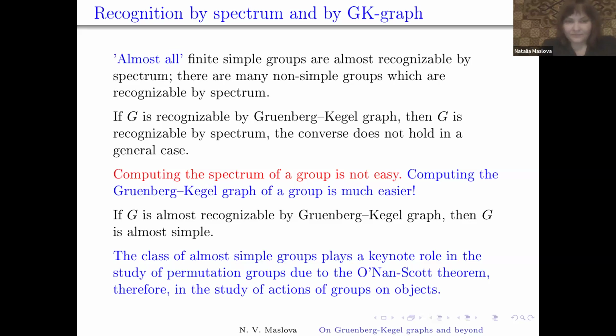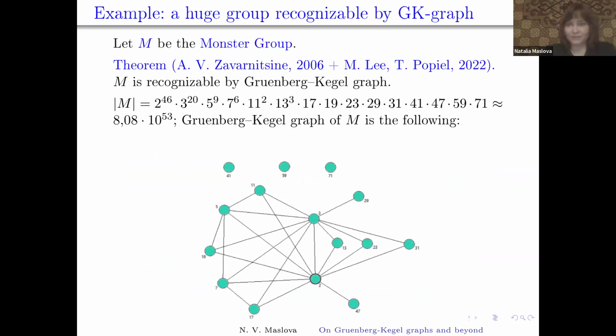And if a group is almost recognizable by a Gruenberg-Kegel graph, then the group is almost simple. However, the class of almost simple groups plays a key role in the study of primitive permutation groups due to the O'Nan-Scott theorem. So this is a very interesting class of groups, and it's interesting to understand whether they are recognizable or not by Gruenberg-Kegel graph. Moreover, recognition by Gruenberg-Kegel graphs gives us a very powerful tool in some cases.